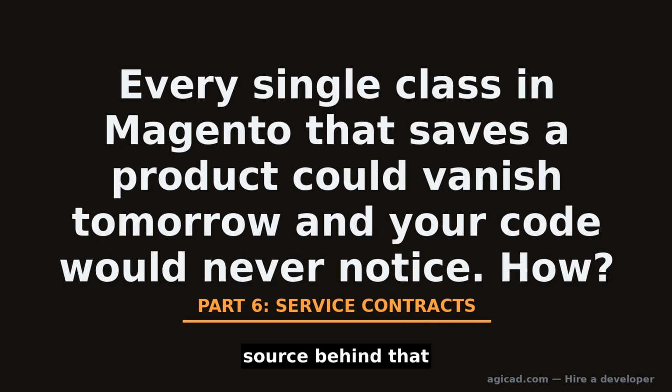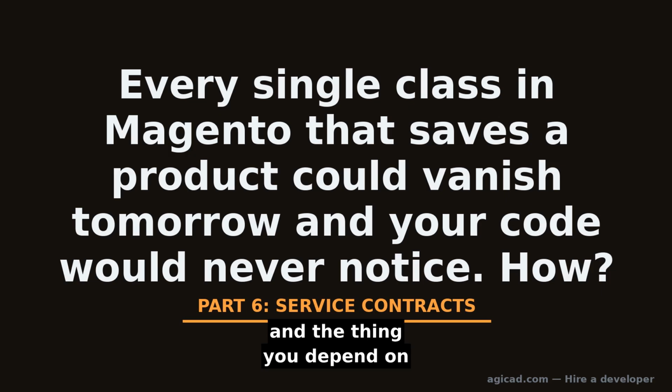Today we open the real source behind that separation: product repository interface, the product interface data contract it depends on, the concrete product repository class that actually does the work, and the single line of XML that connects them, and trace why Magento was built so that the thing you depend on and the thing that actually runs are never the same file.